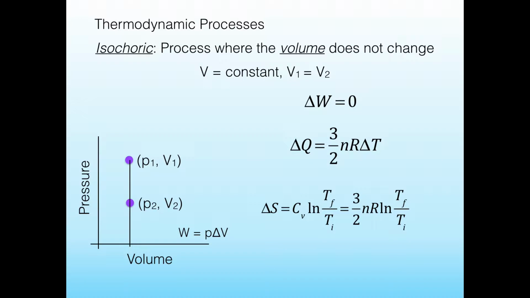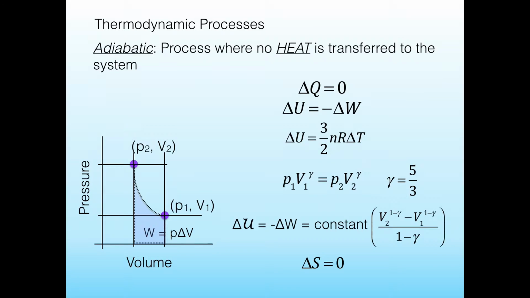We can also do an isochoric process. Again, the work done is 0. The heat for this system is the heat capacity, which is 3/2 nR, times delta T. And again, if we use that in our equation for delta S, we see that the change in entropy for this type of process is 3/2 nR times the natural log of the ratio of the temperatures.